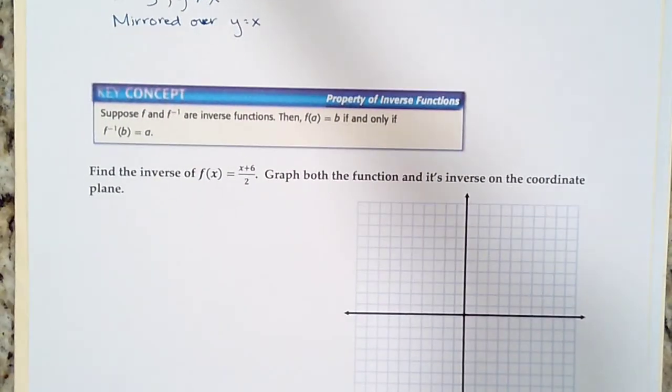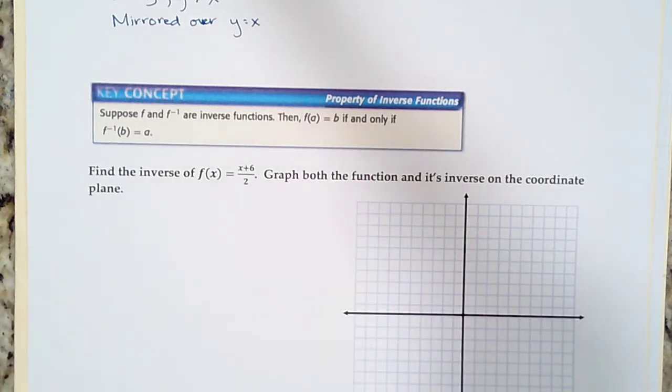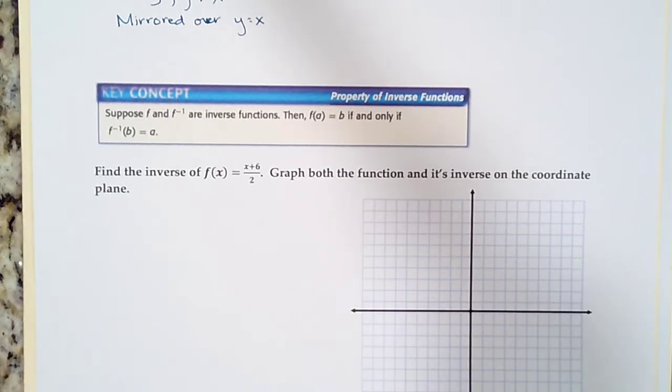Let's keep going then. Suppose f and f inverse are inverse functions. Then f of a equals b if and only if f inverse of b equals a. Guess what? That's super crazy math language. It's got an if and only if in there. Here's the thing. It's not that scary. All it says is that they're only inverses if they're inverses.